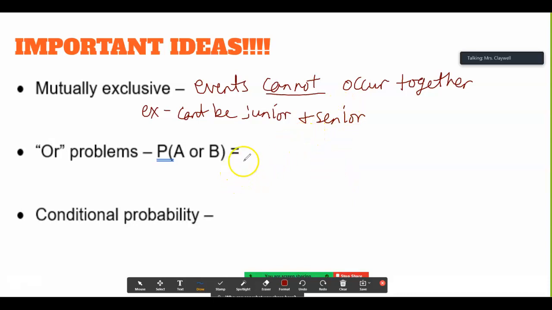An or problem is this idea that we can't have the overlap. So last class we learned just probability A plus probability B. This works if they're mutually exclusive.